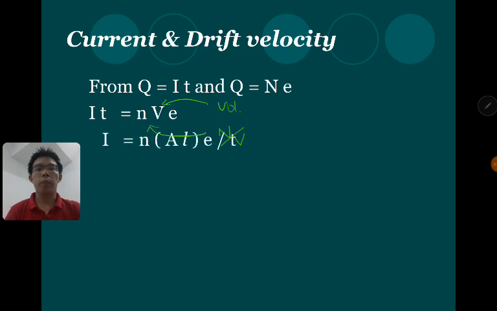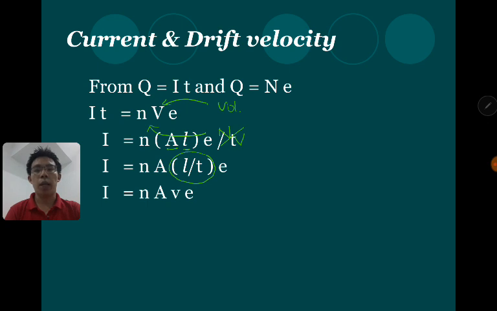Next line, we have the t moved over to the other side, so it is divided by t, and we have the volume expanded into A and L. A is the cross-sectional area of the conductor, and L is the length of the conductor. So what we get here is L over t. I just group these two together. L over t basically is the velocity, the drift velocity. Therefore, at the end we have nAve.